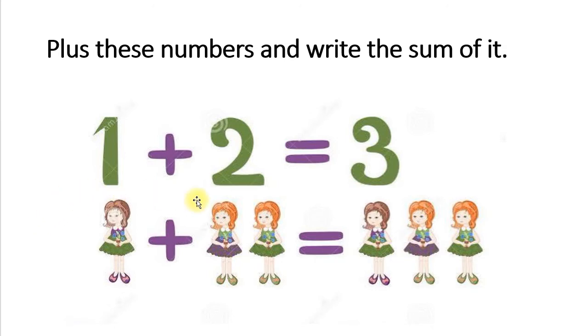How do you know that your answer is correct? Here are some objects. Count these objects. 1 object. Here are 2 objects. This is a plus sign, meaning add up. Add these objects. Now we add them. 1, 2, 3. It means 3. There are 3 objects. So our answer is correct. Addition means add up or sum up of things or numbers.